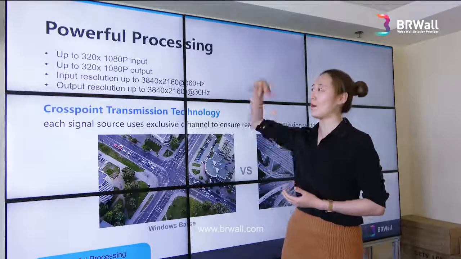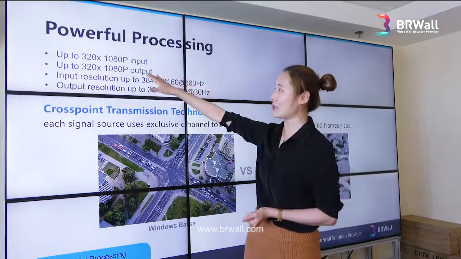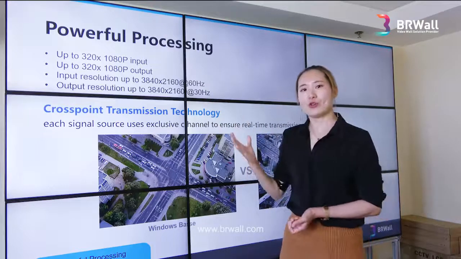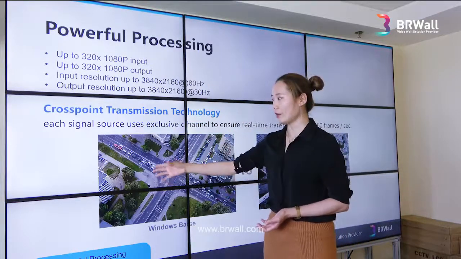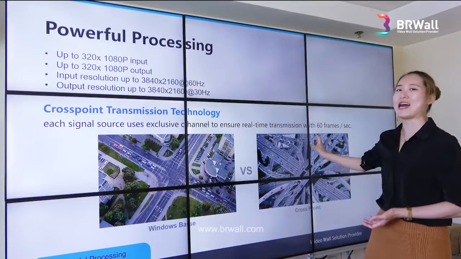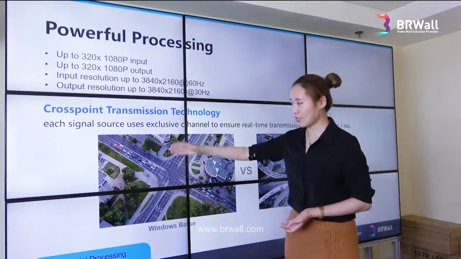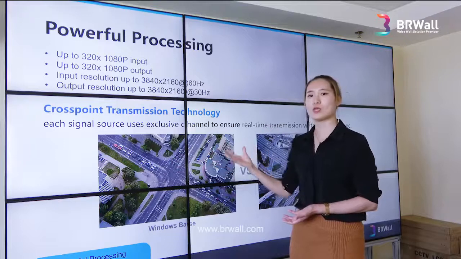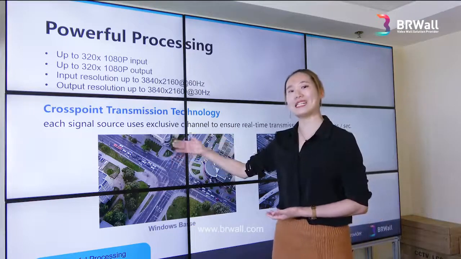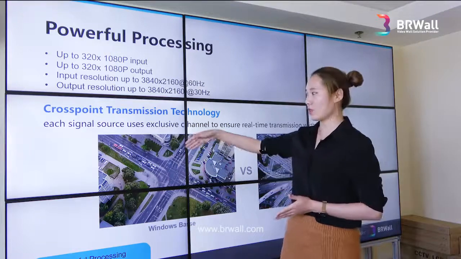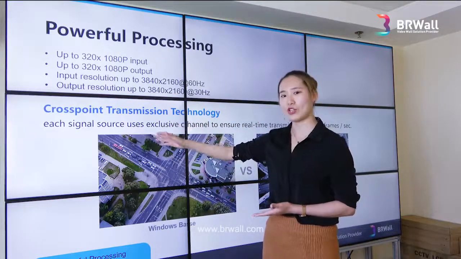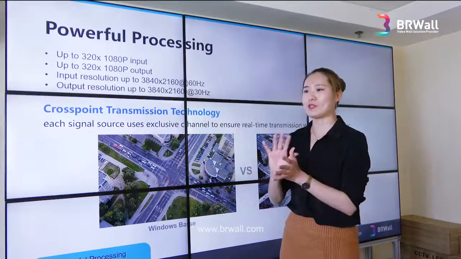Powerful processing. We can support up to 320 inputs and 320 outputs of 4HD. Also support 4K. The FPGA video controller uses cross-point technology. These two pictures show the difference between the Windows-based and the FPGA, which is the cross-point bus technology. For example, this is a Windows-based picture. Each car we call data can have different limits, because the data needs to wait at the traffic lights. For example, at a red light you need to stop the car, which means your data is stopped there. That's why your data has limits.